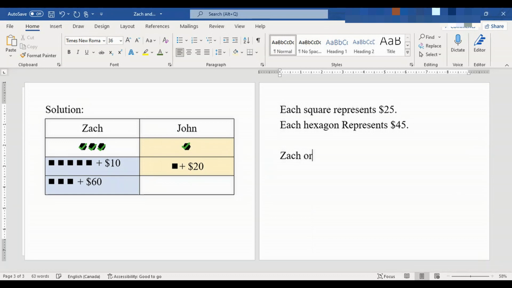Zach originally had $135, as we said. And John originally had $45. And that is the answer to our question here.